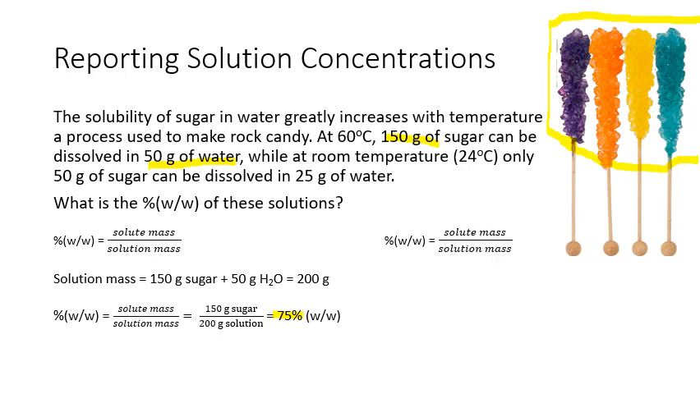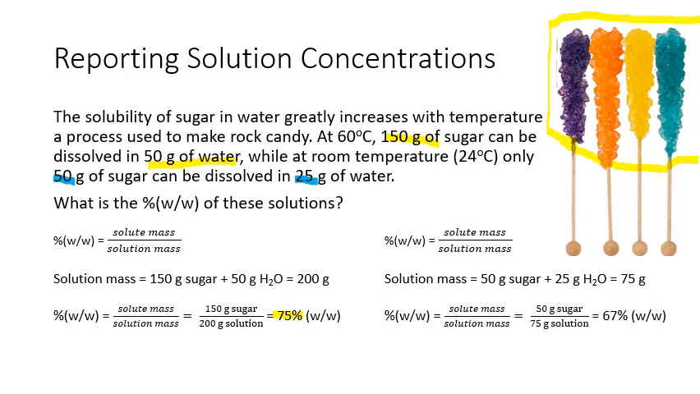You could do the same thing for the other solution, the colder temperature solution, except now we only have 50 grams of sugar and 25 grams of water. So we have a total solution mass of 75 grams now instead of 200 grams, so there's a little bit less weight. And of that 75 grams, 50 grams is the sugar. So it turns out we now have 50 grams of sugar dissolved in 75 grams of solution, and we have about a 67% weight per weight, or W/W, solution.